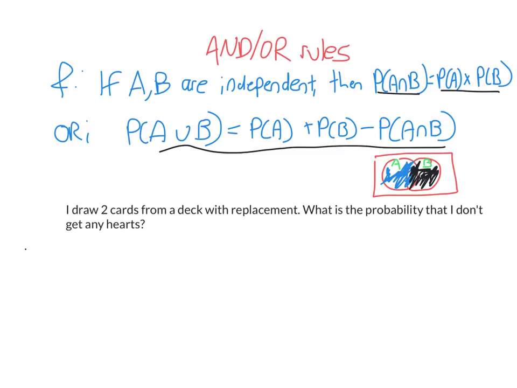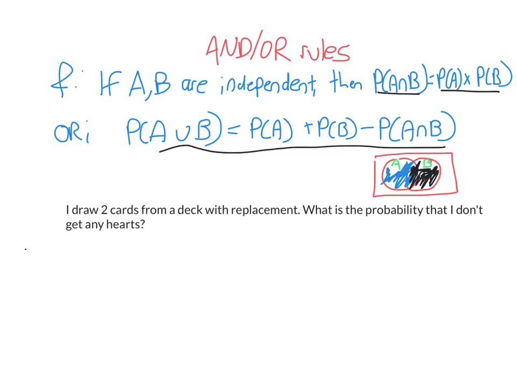So I draw 2 cards from a deck with replacement. What is the probability that I don't get any hearts? So this is the kind of thing we're looking at with tree diagrams. The thing is, I'm only interested in a specific outcome. I just want to know I don't get a heart and then I don't get a heart. Whereas in the previous example, we were looking at the probability that you don't get 2 of the same suits. There were heaps of ways that could happen. You could get a heart and a diamond, heart and a spade and a clubs, or whatever. So this one, there's only one way it can happen each time.